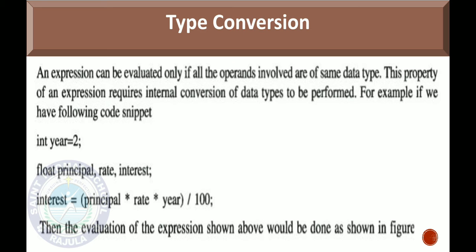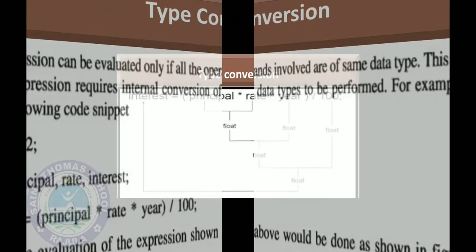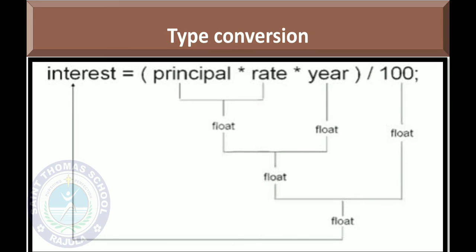So first we will see that figure, how we can solve the equation. Always the first preference is given to the multiplication only, and as we have seen, the multiplication has associativity from left to right. So first is given that is principal multiplied by rate.